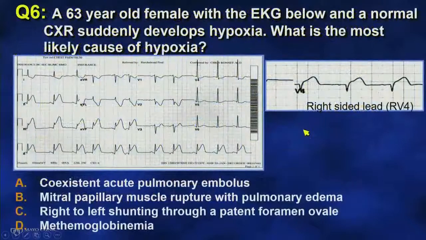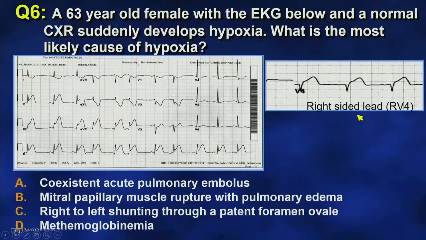And one last question, because this was on my echo boards, a very similar question a while ago, and it's frequently on general cardiology boards. This was a 63-year-old female who presents with the EKG below and a normal chest x-ray, and she suddenly develops hypoxia. What is the most likely cause? So first look at the EKG. See the inferior changes here. Pretty profound precordial and lateral ST depression. Here's RV4.